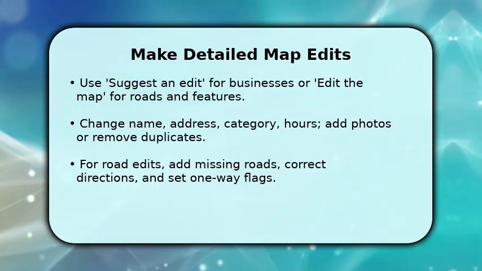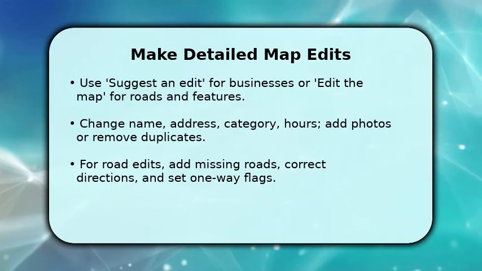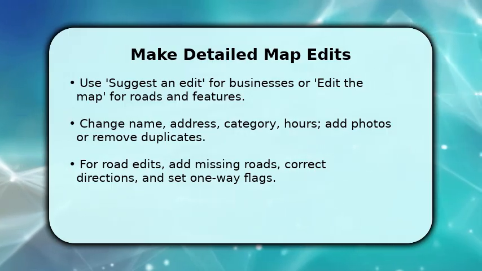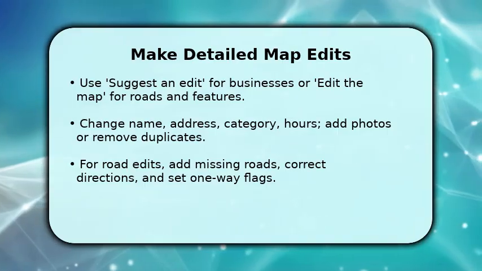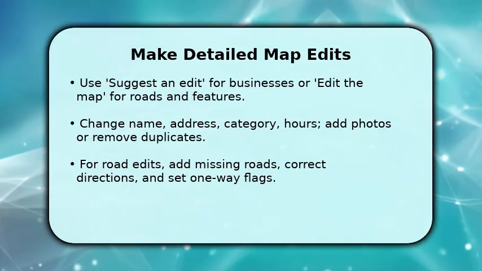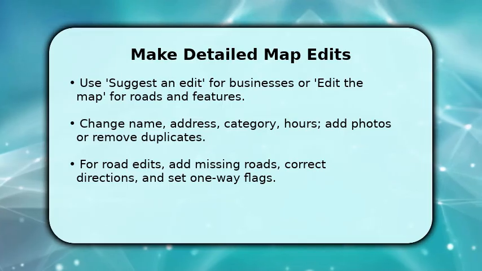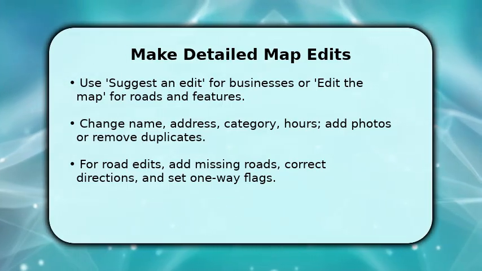For non-business features, choose Edit the map to modify roads, paths, or POI geometry. Add missing roads, correct directions, and mark one-way streets so routing improves. Make precise edits and include context in any comment field, because Google's reviewer team compares new data against satellite imagery, street view, and third-party sources before approving.